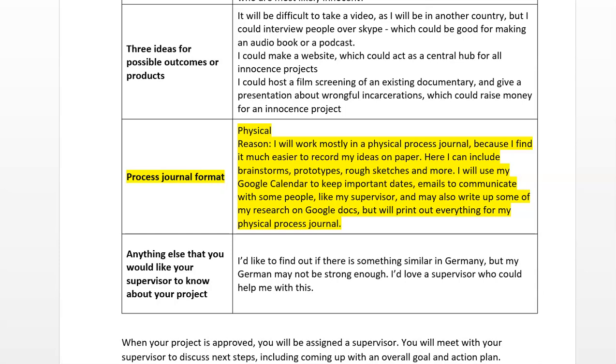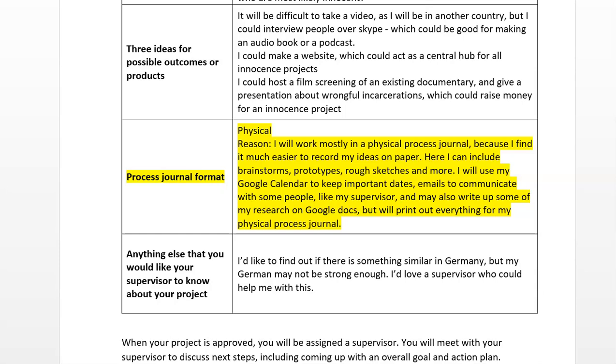He's explained his reasoning. He says, "I will work mostly in a physical process journal because I find it much easier to record my ideas on paper. Here I can include brainstorms, prototypes, rough sketches, and more. I will use my Google Calendar and keep important dates, emails to communicate with some people, like my supervisor, and may also write up some of my research on Google Docs, but will print out everything for my physical process journal." You may choose to keep a physical process journal, much like Lenny.